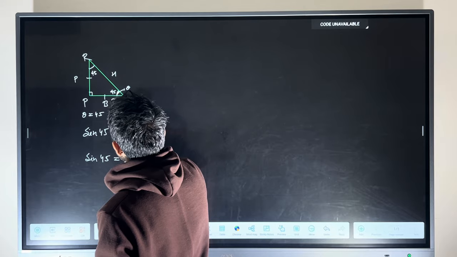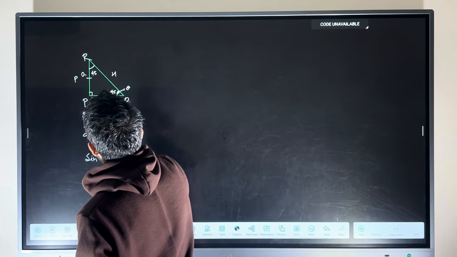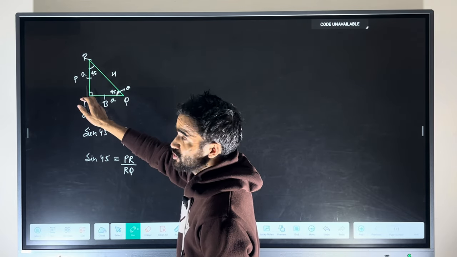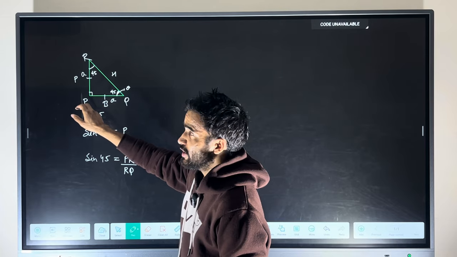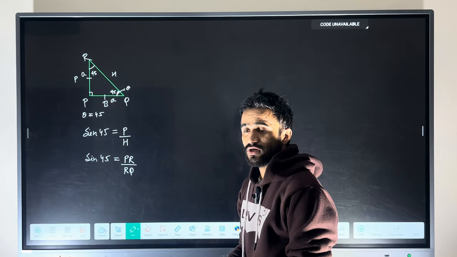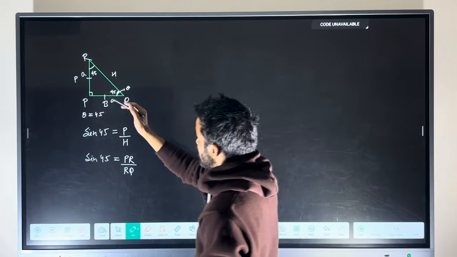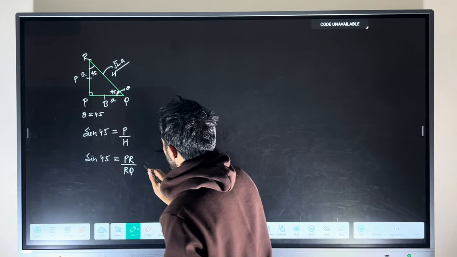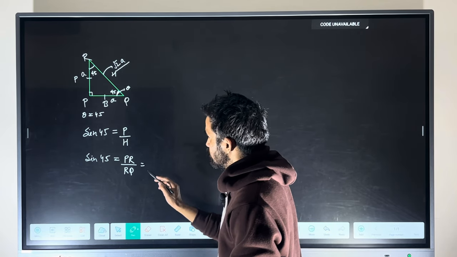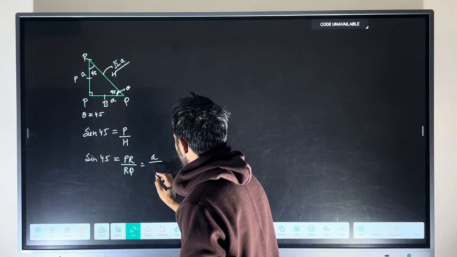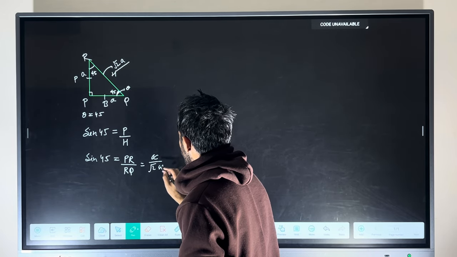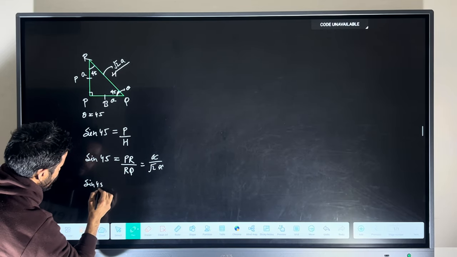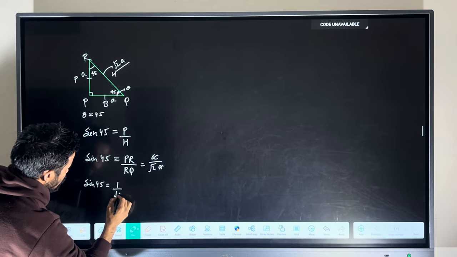Suppose we consider this as side A and this is also side A. If we apply the Pythagoras theorem, A square plus A square is equal to the hypotenuse square. Adding A square and A square gives 2A square, so the hypotenuse will be root 2 A. Here PR is the perpendicular, that is A, and the hypotenuse is root 2 A. So A will cancel out, and sine 45 is equal to 1 upon root 2.